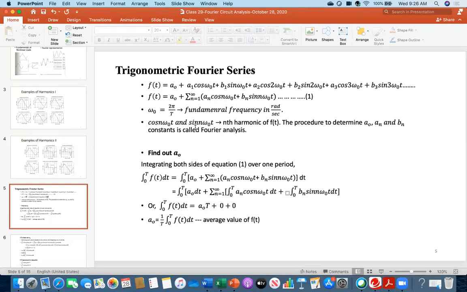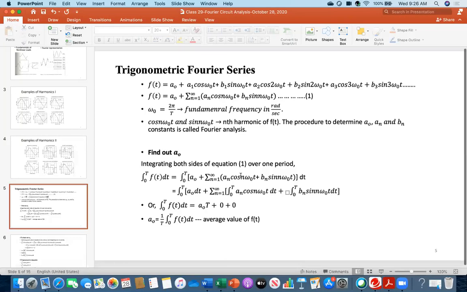Now, how to find out those three? Here I am showing it. I believe you already know, but this is just a repetition. This is your basic equation. So everybody concentrate on equation one, this one. What I am doing, I am first finding a naught. That is my target. I am integrating both sides of the equation over the time period. The time period is capital T. So over that time period, integrate.